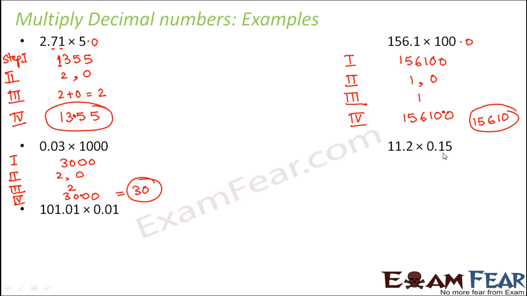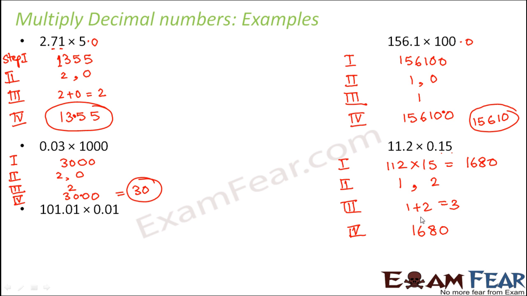Here you have 11.2 multiplied by 0.15. So here in the first step, again the same process, 112 into 15, which is equal to 1680. In the second step, how many digits after the decimal point? For the first number it is 1, for the second number it is 2. In the third step, find their sum. So 1 plus 2 is equal to 3. And in the fourth step, we are going to place the decimal point such that after the decimal point you have 3 digits. So we place it here so that we have 680. So the answer would be 1.68.